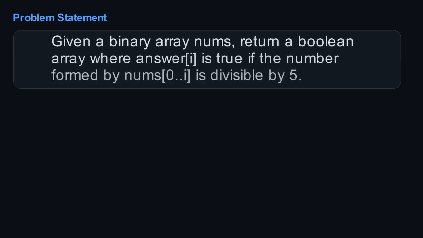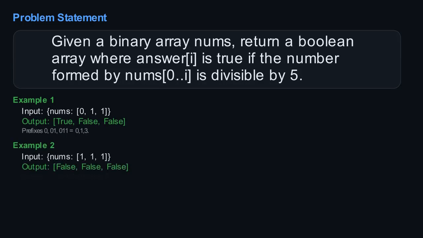Given an array of zeros and ones, we need to consider all its binary prefixes. For each prefix, interpret it as a binary number, and determine if that number is divisible by 5. The output should be a Boolean array, where each element corresponds to a prefix and indicates if it's divisible by 5. The core challenge is dealing with potentially massive binary numbers without hitting integer limits.